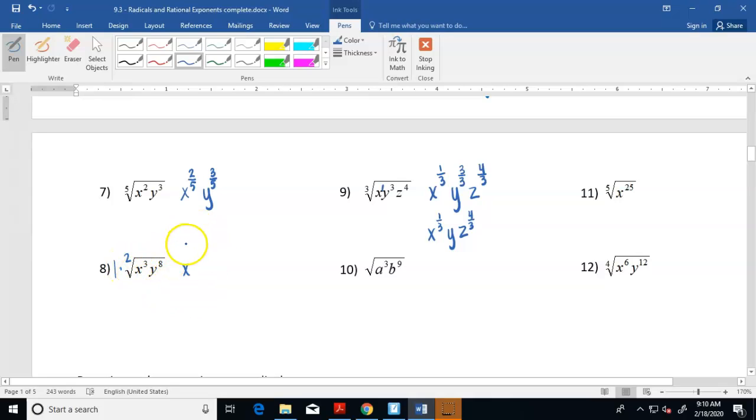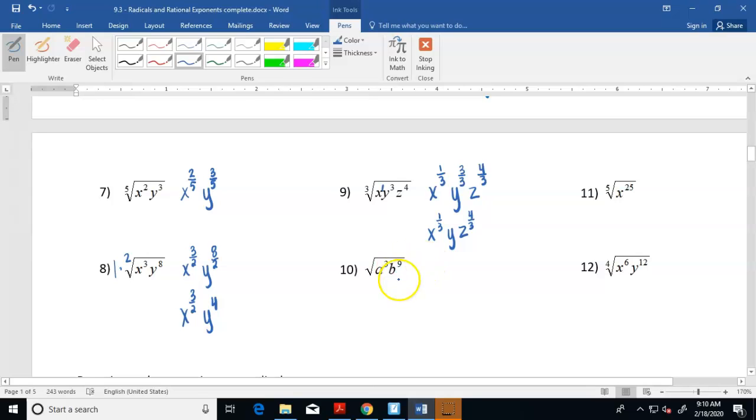So when we write this as fractional exponents, what will we get, Gabe? Very good. X to the 3 over 2. And y? 8 over 2. And 3 over 2 will not reduce, so we would leave it alone. But y would be y to the 4th. Very good. Yes, you would simplify and make it 3 halves. Yes.